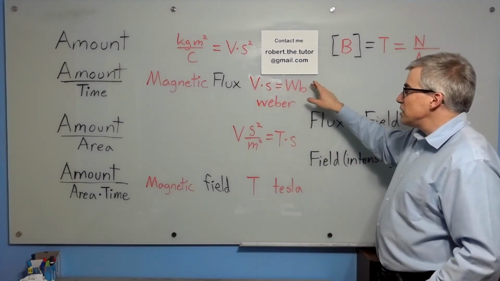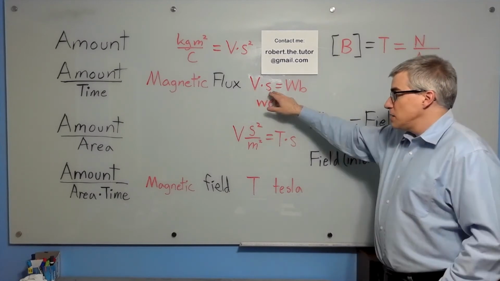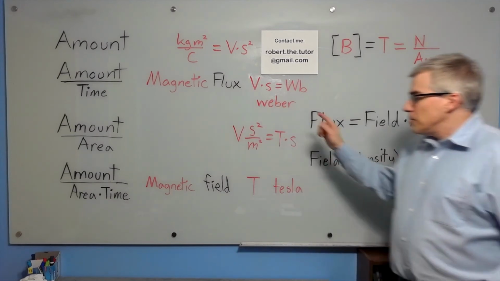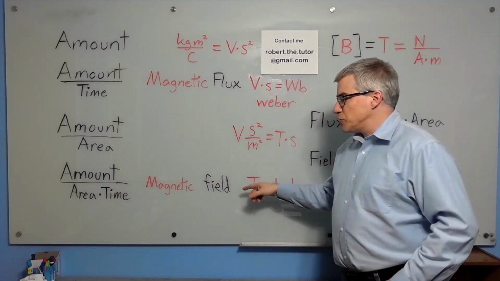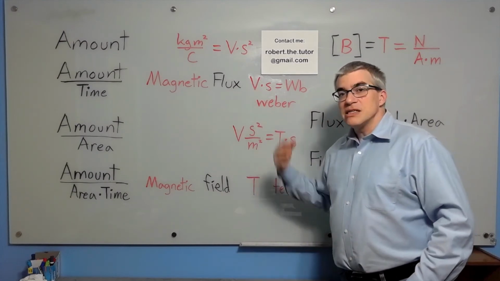A Tesla times a square meter is called a Weber. It's also a volt times a second. So magnetic flux per time would be in volts. Again, magnetic field is sometimes referred to as the magnetic field intensity or the magnetic flux density.